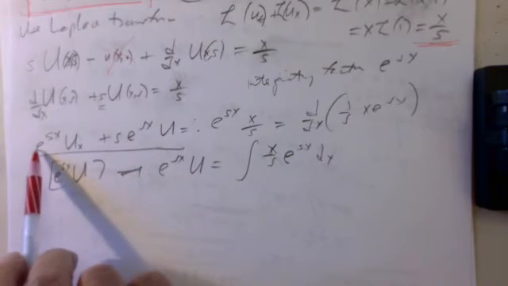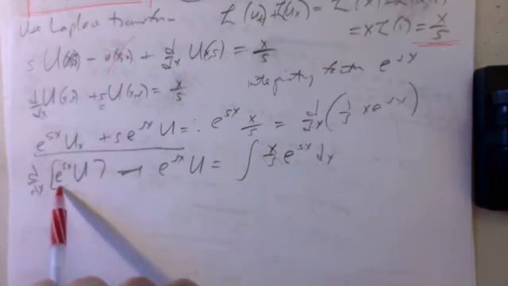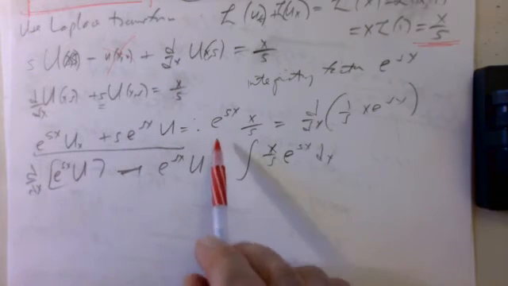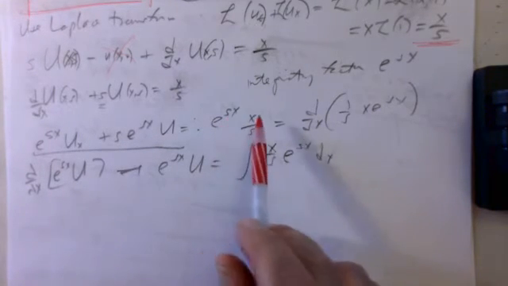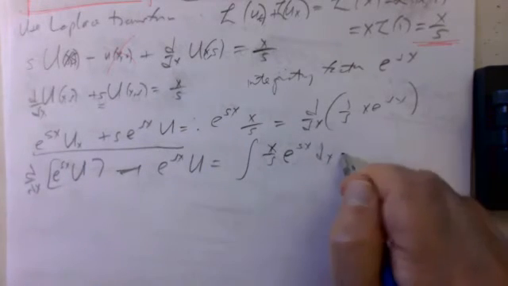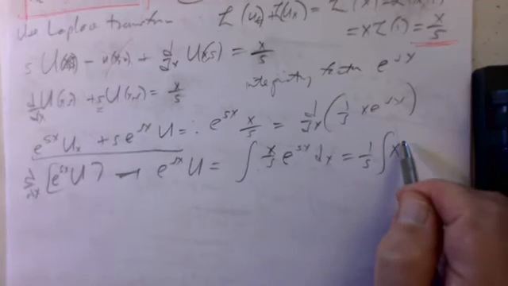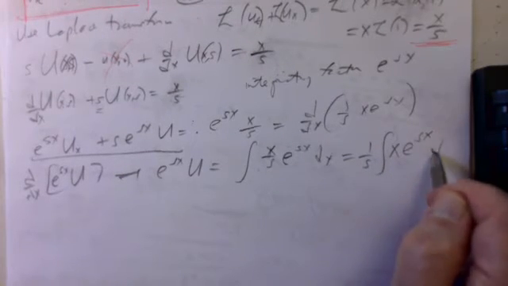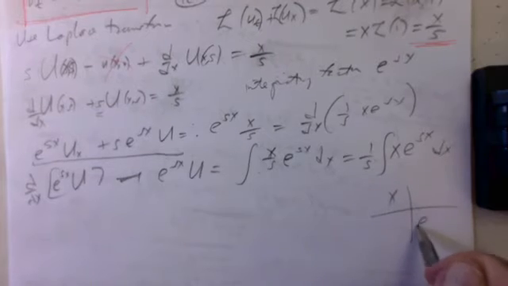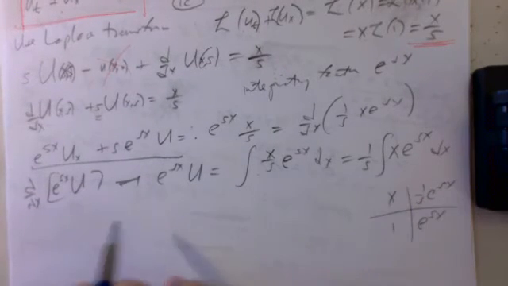So if we multiply by e to the sx, on the left, we get the derivative of e to the sx times u is equal to the integral of e to the sx times x over x dx. You can factor out the 1 over s. This is the integral of x e to the sx dx. We can integrate this by parts: x times 1 over s e to the sx.